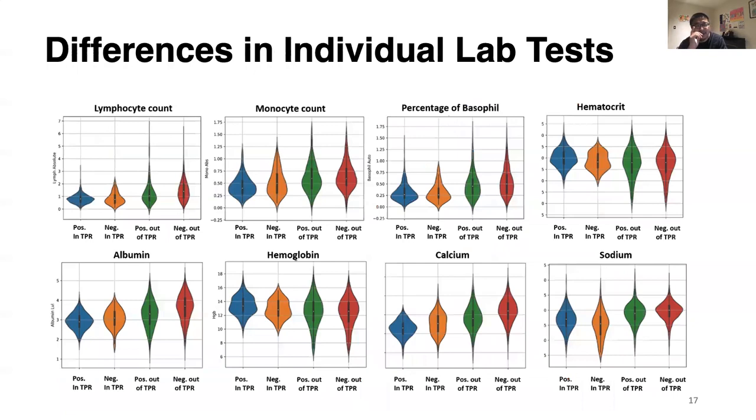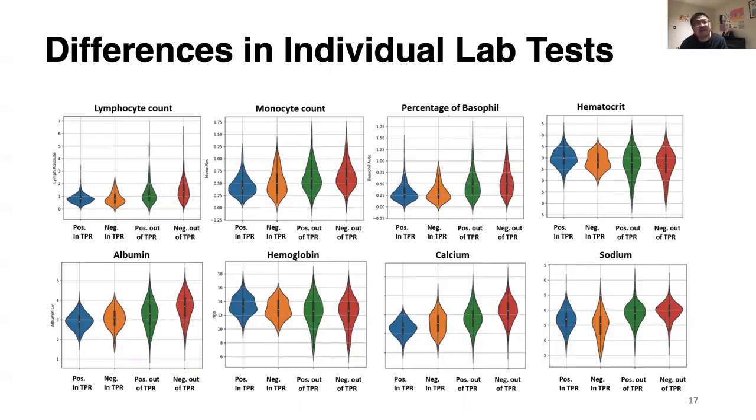And we also investigated the difference between the positives and negatives who are within that circle or outside that circle, and what the differences are. This is a violin plot of certain individual lab tests like the lymphocyte count, the monocyte count, basophil, albumin, hemoglobin, and so on and so forth.